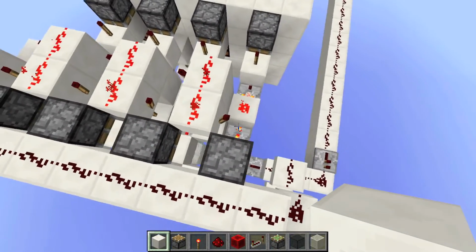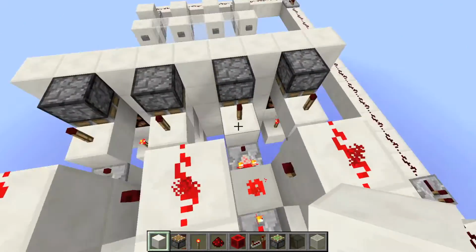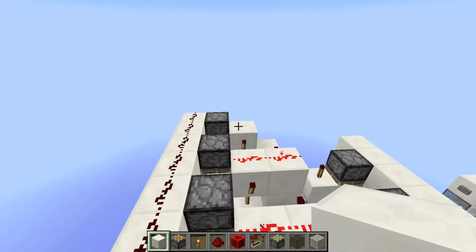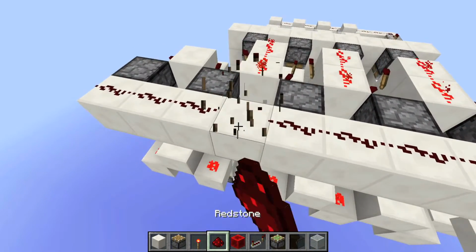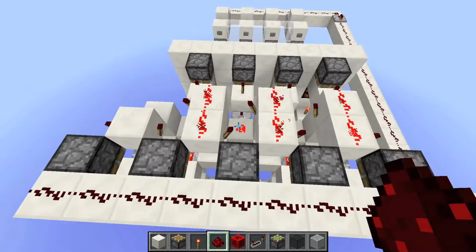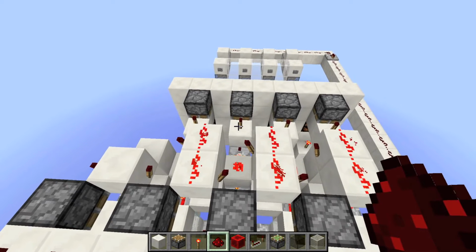So for example, if it's a 1-tick pulse, it'll output from the first output. If it's a 2-tick pulse, it'll output from the second one, and so on. And this thing can be infinitely expanded if you do some repeater trickery later on. But don't worry, I'll show you guys how to do that at the end of the video. But for now, I think that's enough showcasing, and let's get on with the tutorial.